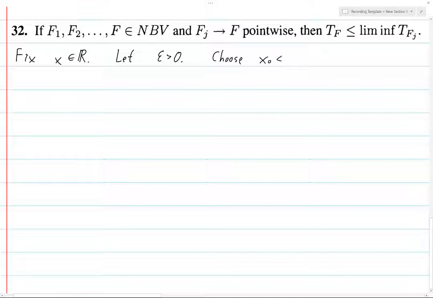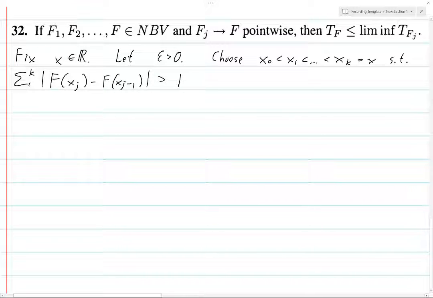Choose x0 less than x1 all the way through xk, which is equal to x, such that the sum from 1 to k of |f(xj) minus f(xj minus 1)| is greater than Tf of x minus epsilon over 2. And we can do that because Tf of x is the supremum over all such sums.